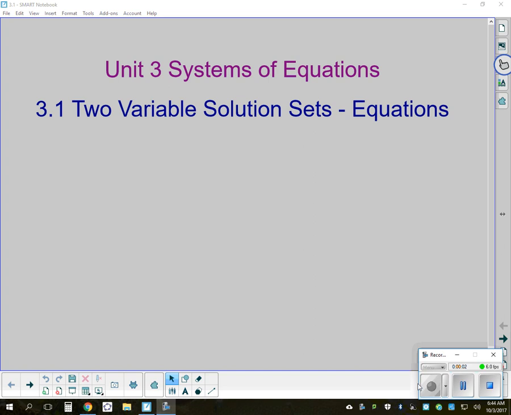Okay, guys, we're on to Unit 3. We're going to talk about something called systems of equations. Before we really get into them, though, we kind of need to do some work on solution sets, particularly ones with two variables, and we're going to deal with equations in this first section.